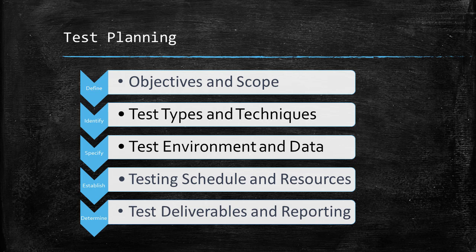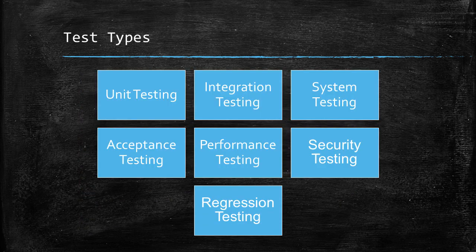A comprehensive test plan is essential for ensuring high-quality software that meets requirements and is free of defects. A well-planned testing effort can help catch and resolve issues early in the development process, reducing costs and improving customer satisfaction. There are basically 7 types of tests.